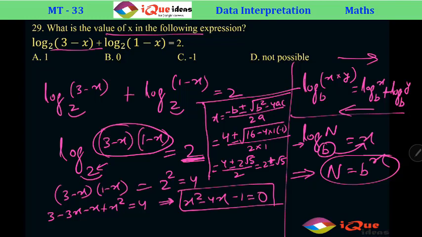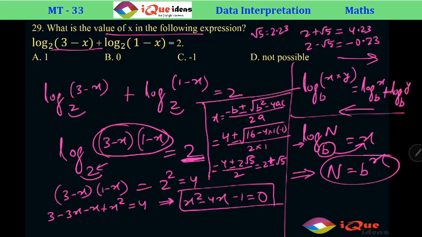Okay, so that means if you see 2 plus minus root 5, the possible answers are 2 plus root 5 and 2 minus root 5. Now root 5 is approximately 2.23. Let's take it as 2.23. So 2 plus root 5 will be 2 plus 2.23, that is 4.23, and 2 minus root 5 will become minus 0.23.